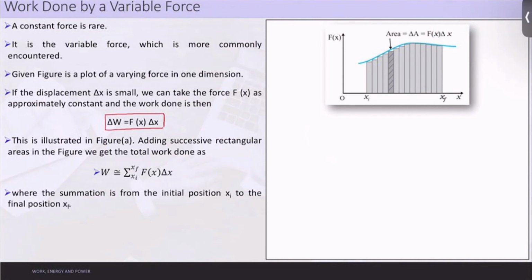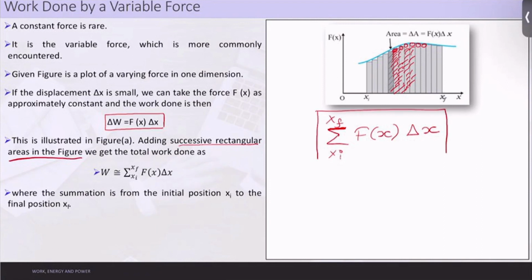Now if we add successive rectangular areas, so we keep on adding some delta x, let's say this delta x, this delta x, this delta x, this delta x. So basically it is nothing but the area addition of all of these different displacements. Correct? So we can write it as summation of what? Summation of force which is varying with x into this displacement delta x. From where to where? We will start with xi, we will end at x.